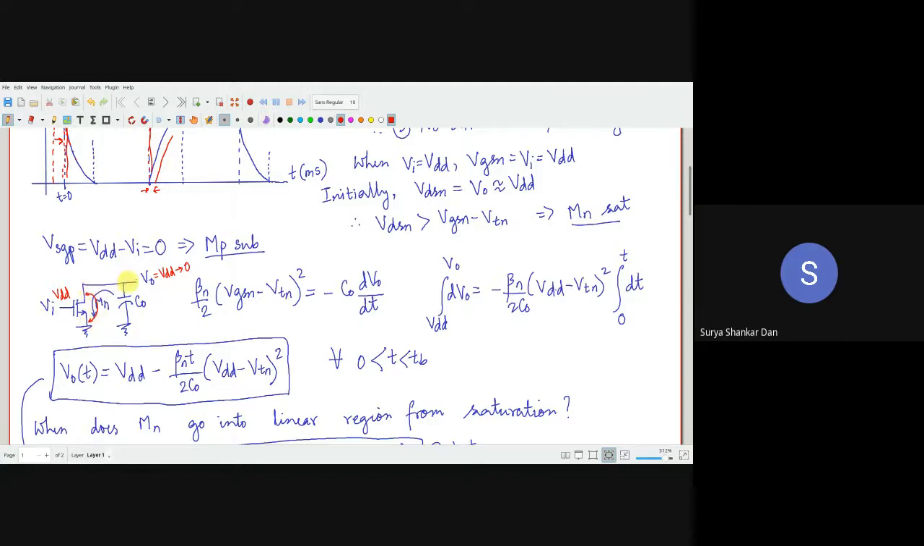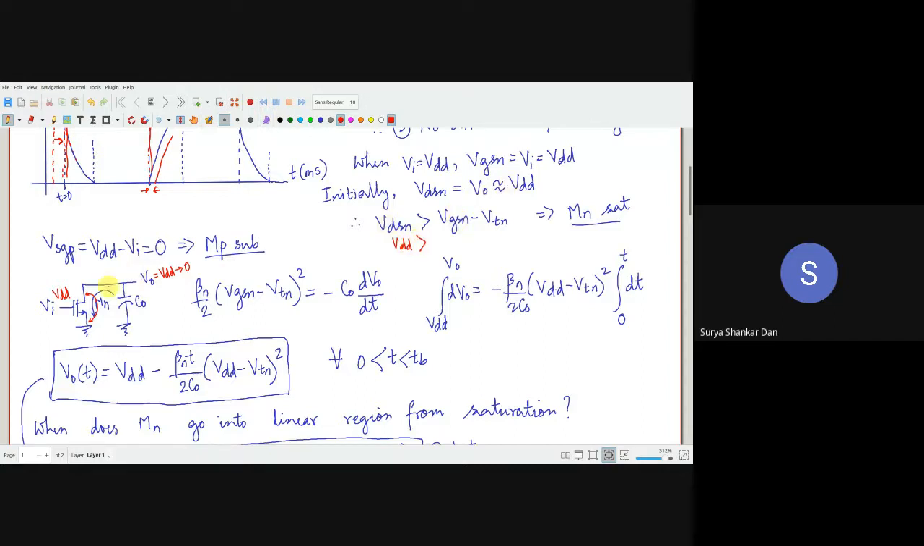This VDSN will be simply, initially VDSN will be VDD. Gradually it will be going towards 0, of course, but initially for the first few nanoseconds, let us say, VDSN will be VDD, whereas VGSN is always VDD. Therefore, VDSN is always greater than... VDSN is how much? VDD.